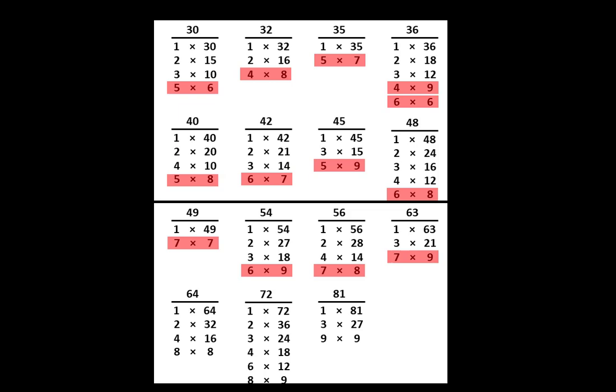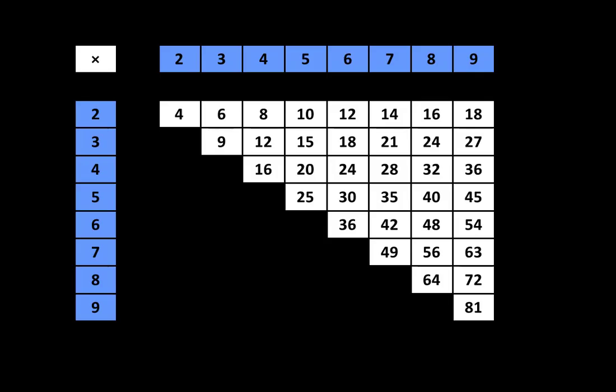7 times 9, which is equal to 63. 8 times 8, which is equal to 64. 8 times 9, which is equal to 72. And 9 times 9, which is equal to 81. And those are the 36 relationships. They're the same 36 relationships that are represented here.